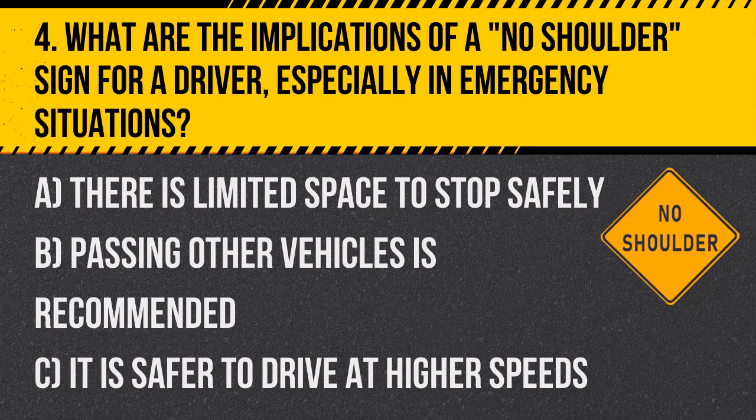Question 4. What are the implications of a no-shoulder sign for a driver, especially in emergency situations? A. There is limited space to stop safely. B. Passing other vehicles is recommended. C. It is safer to drive at higher speeds.